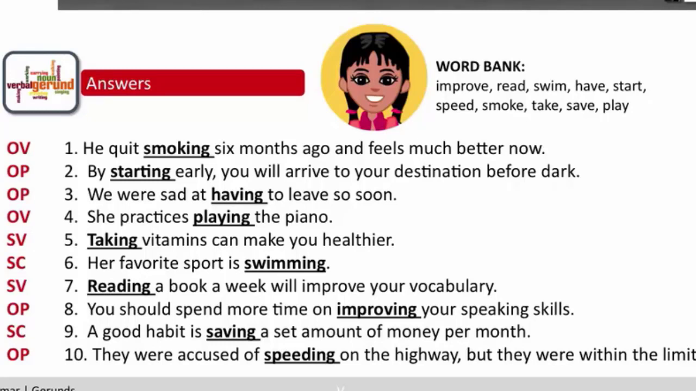In number 6, swimming is the subject complement. In number 7, reading is the subject of the verb. In number 8, improving is the object of the preposition. Number 9, saving is the subject complement. And in number 10, speeding is the object of the preposition.